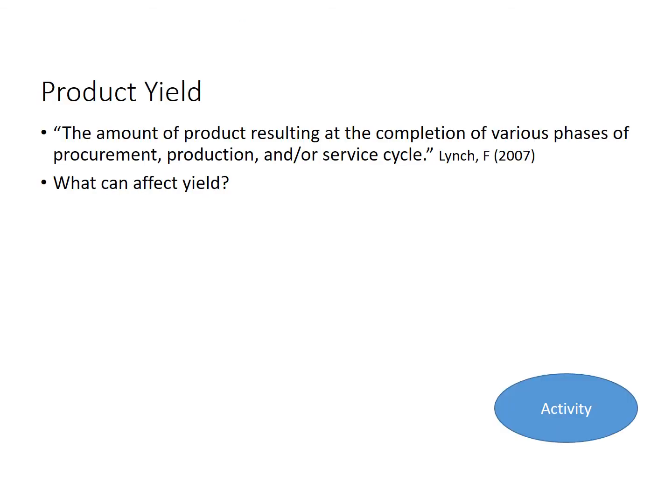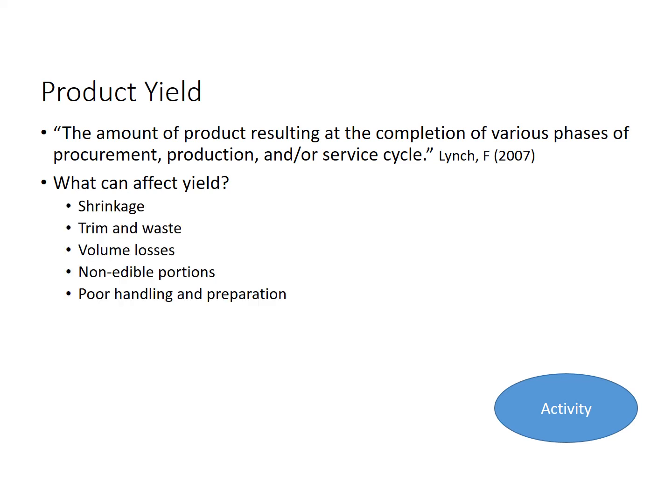So product yield. What do we mean by product yield? This is the amount of product resulting at the completion of various phases of procurement, production, and/or the service cycle (Lynch, 2007). So we need to ask ourselves the question, what can affect the product yield?